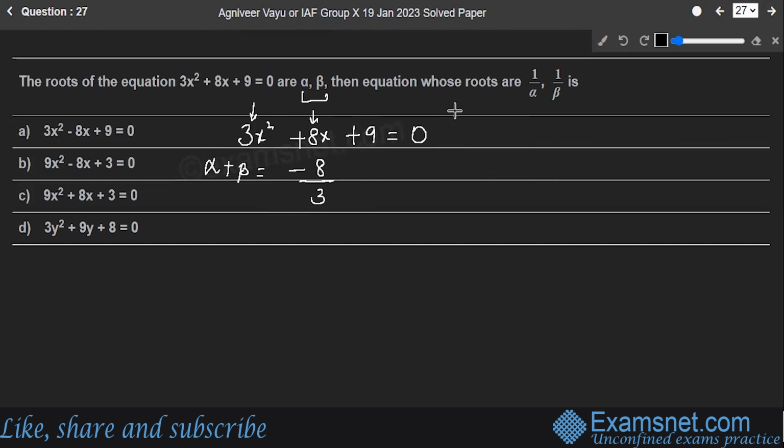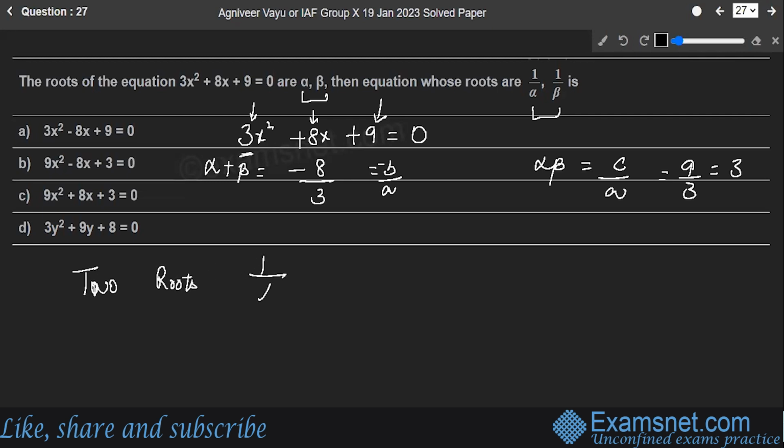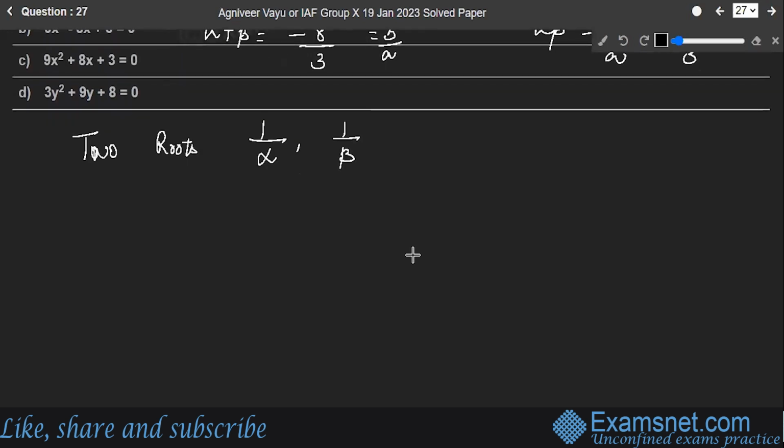And this is, you can say, equal to minus b upon a. And the product of the roots is equal to c upon a. C is this constant and a is the coefficient of x square. So 9 upon 3, which is equal to 3. Okay. Now you are given the two roots as 1 upon alpha and 1 upon beta. Okay. See, to answer the question, first of all, let's go for the sum of the roots.